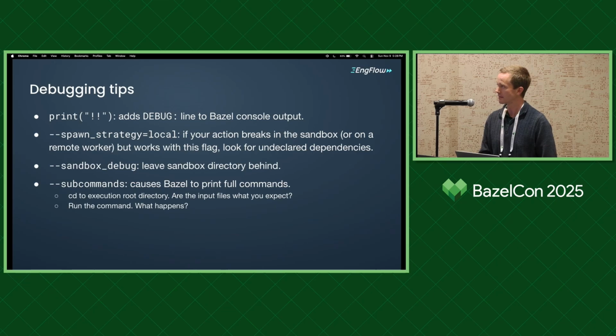Sandbox debug. This is a useful one. Normally Bazel deletes the sandbox directory. It's just gone at the end of the build. So if you set this to true, it'll leave the sandbox directory behind. So you can go in there and poke around and see, oh, some file should have been here, I needed to add that to inputs. That's probably the most common type of error. Subcommands: if you want Bazel to print everything that it's running, that's very useful to see, oh, some argument was here that shouldn't have been.